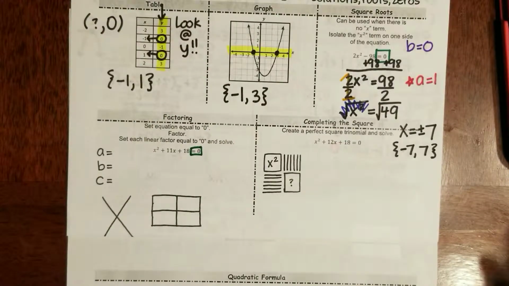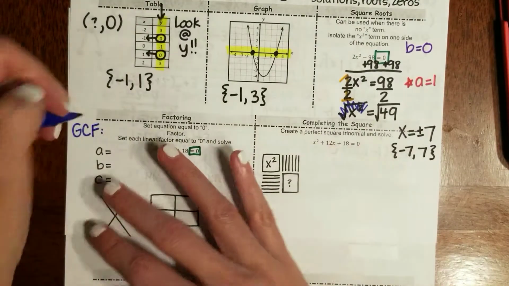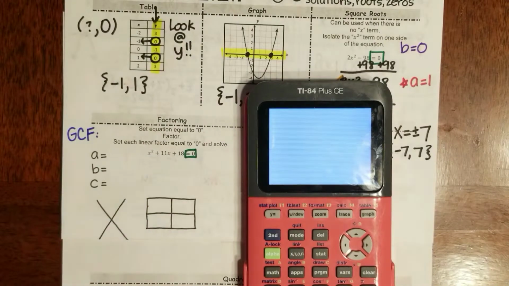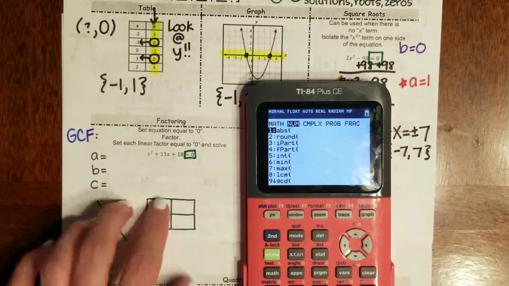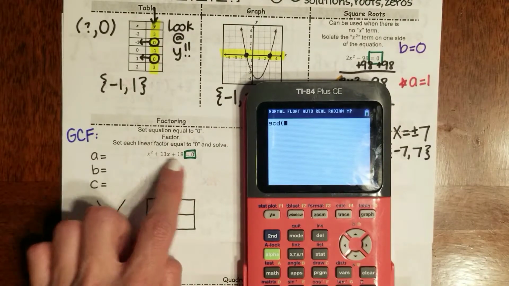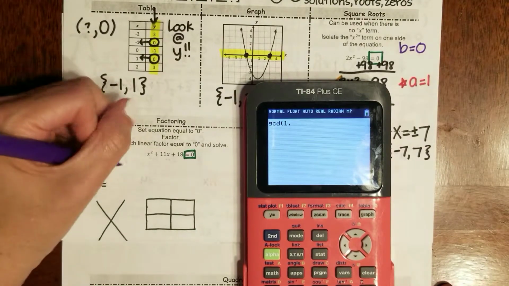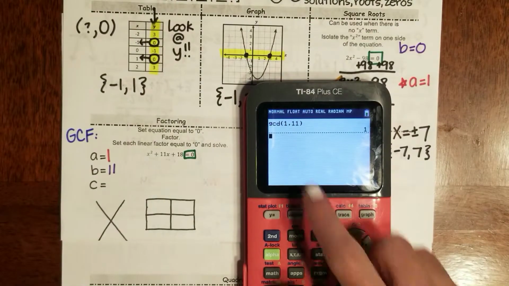So now what I'm going to do is find my GCF. I've got to find the GCF first, so I'm going to get my calculator and clear this out. Remember, to find the GCF, you hit math, you right arrow, and then you hit 9. You want to type in your coefficients. My A coefficient is a 1, comma, and my B coefficient is 11. You can only type in 2 at a time. Now I'm going to get the GCF of those two numbers.